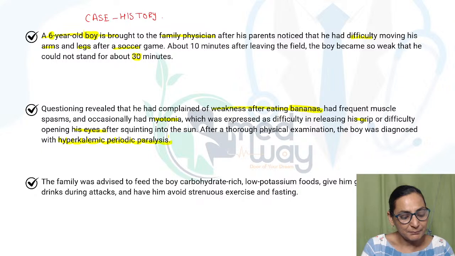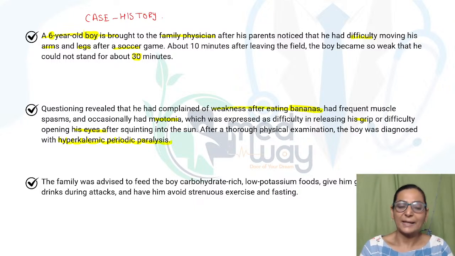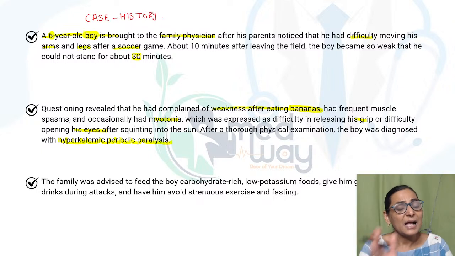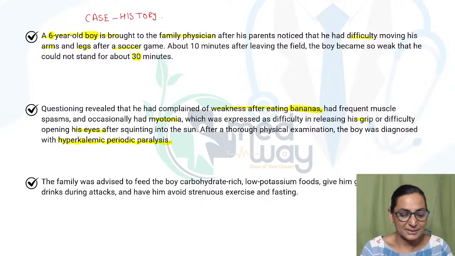So it has been made easy for you. How it has been made easy is, you have been directly given the diagnosis. The diagnosis is hyperkalemic periodic paralysis. That means there is something which is related to an increase in the potassium ions, and that is associated with a paralysis.